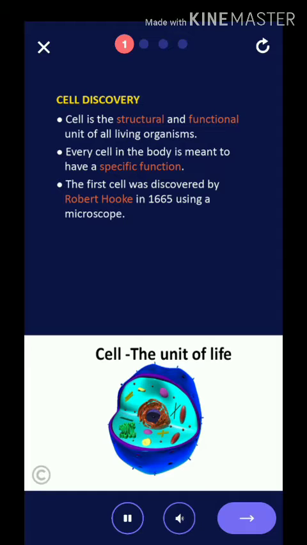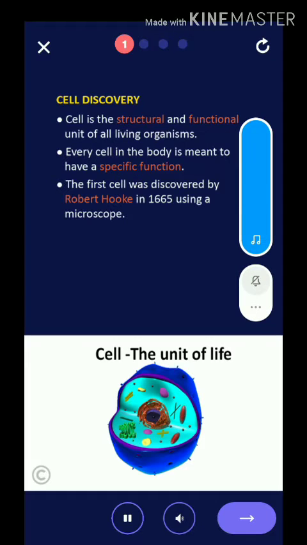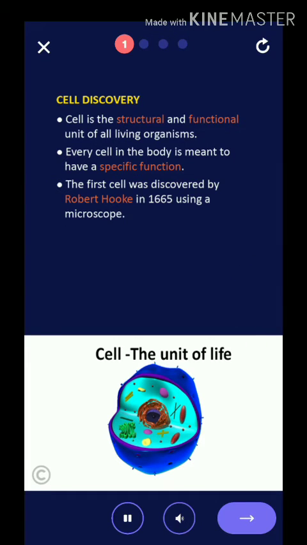Discovery. A cell is the structural and functional unit of all living organisms. Every cell in the body is meant to have a specific function. The first cell was discovered by Robert Hooke in 1665, using a microscope.